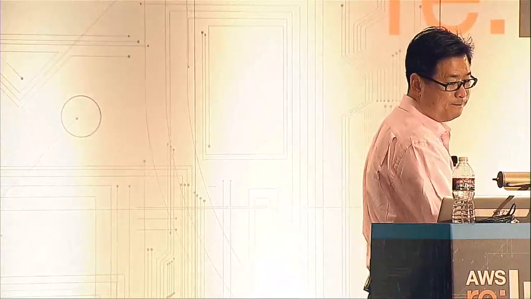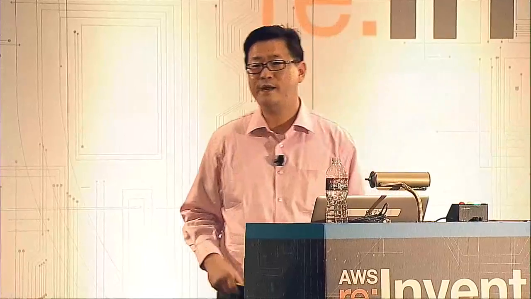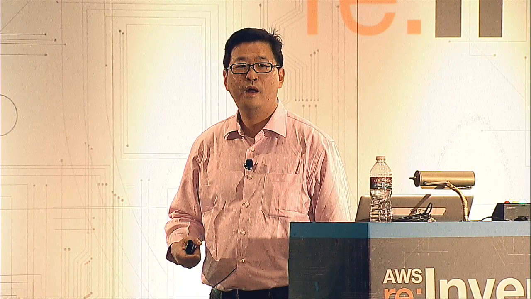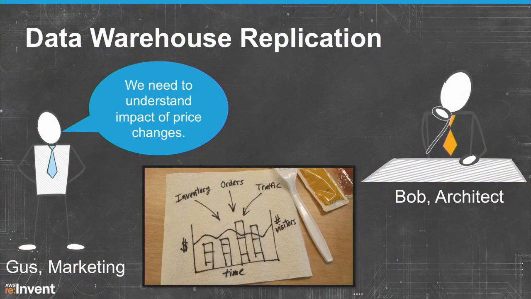So Bob thinks about this idea at lunchtime, and he draws it up on a napkin. If I have this inventory data, order data, and web traffic data, maybe if I integrate all these different types of data into a single database, I can actually see the impact of price changes, right?